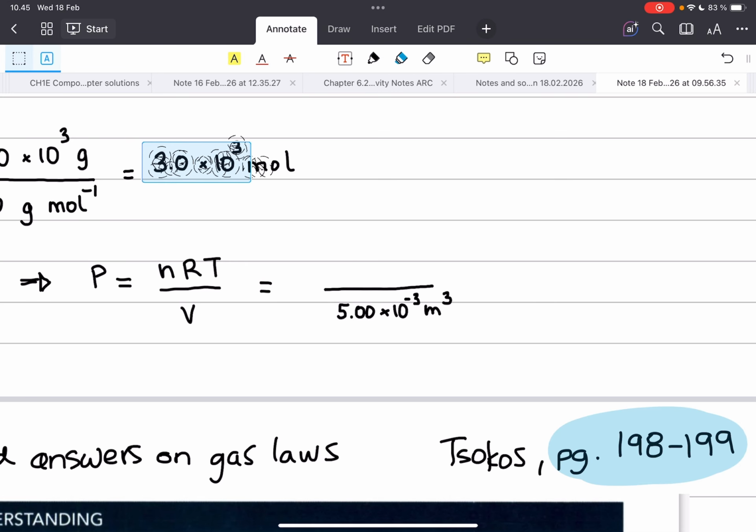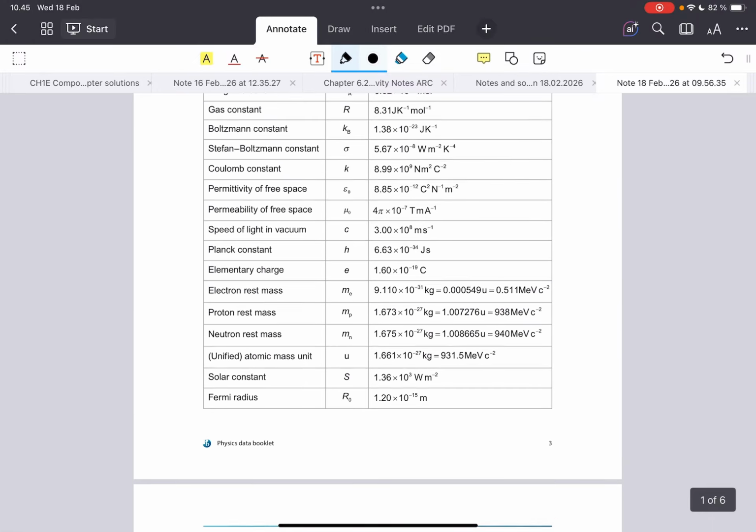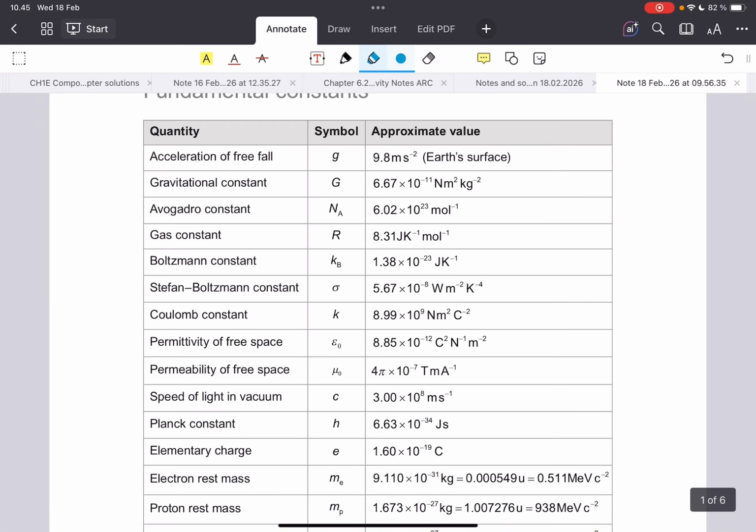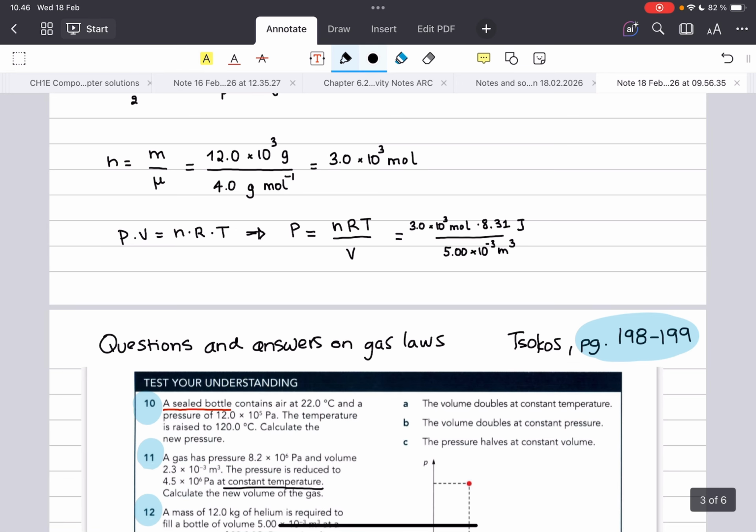The number of moles are 3,000. I'll just write it here because I have it ready. And the constant R is 8.31. If you're wondering where you can find the constant R, it is in your formula booklet. It's here, gas constant R. It's 8.31 joules per Kelvin per mole. So let's go. 8.31 joules per Kelvin per mole.